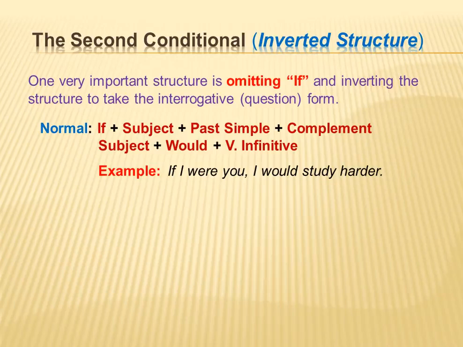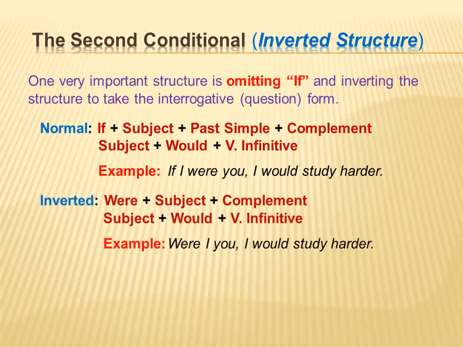If I were you, I would study harder. If you want to invert and use it in interrogative form, you can use it like this: were plus subject plus complement in the if clause, and in the main clause subject plus would plus infinitive. For example, were I you, I would study harder. Actually, I'm not you, and it will not happen. In this one you can omit if when you use it in interrogative form.